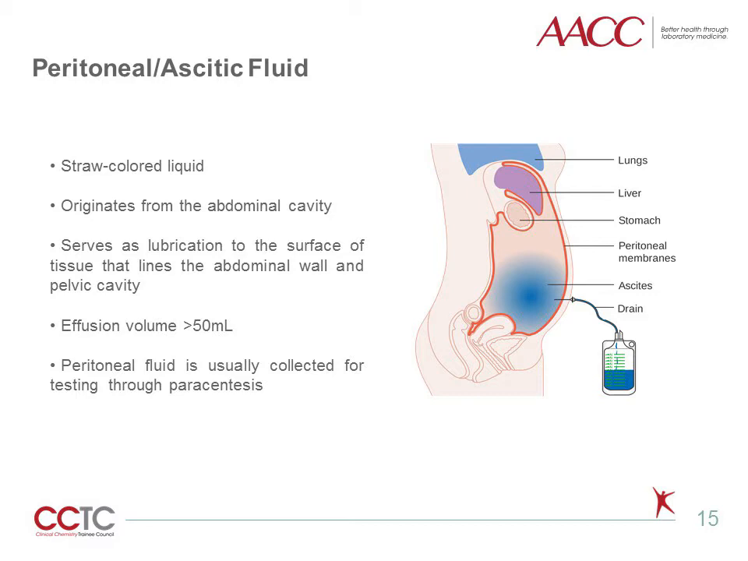Peritoneal or ascitic fluid is a straw-colored liquid made in the abdominal cavity which lubricates the surface of tissue that lines the abdominal wall and pelvic cavity. The accumulation of this fluid within the peritoneal cavity is called peritoneal effusions or ascites. The effusion volume is usually more than 50 ml.